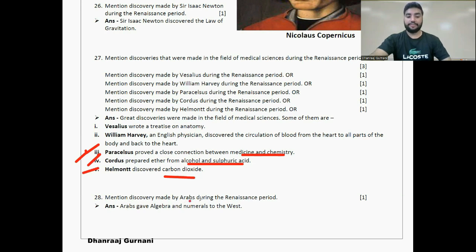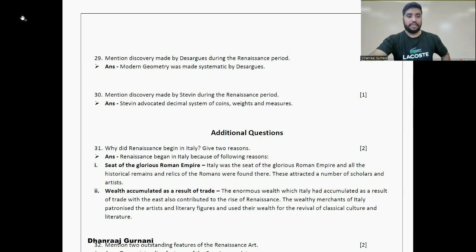Discoveries made by the Arabs during the Renaissance period. The Arabs gave algebra and numerals to the West. Last two: modern geometry was made systematic by Desargues, and Stephen advocated the decimal system of coins, weights, and measures. This completes the impact of the Renaissance, including its impact on science.